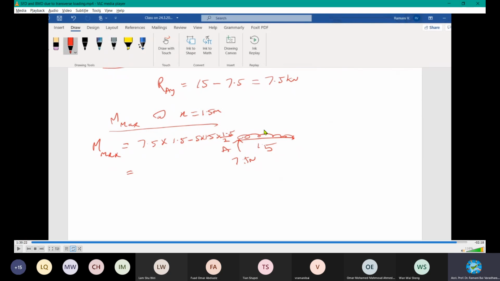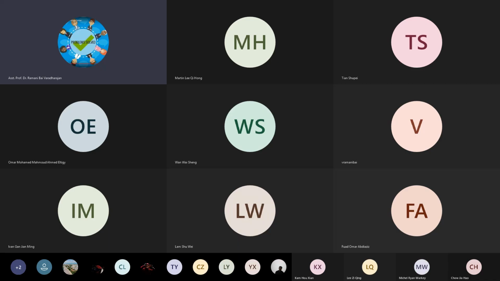Okay? One moment. But why do we need 1.5 divided by 2? Say again, sorry. Why need to divide by 2? Because it is acting at the middle. So it's like this. I go to the PowerPoint and explain to you. Easy for me here. Okay, I share this. Can you see the PowerPoint?